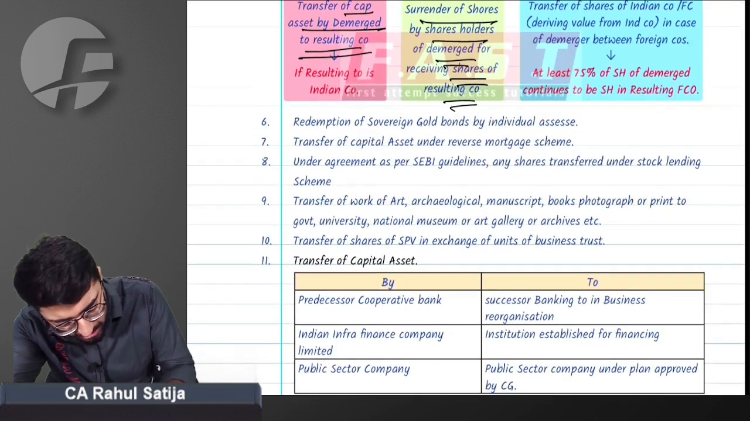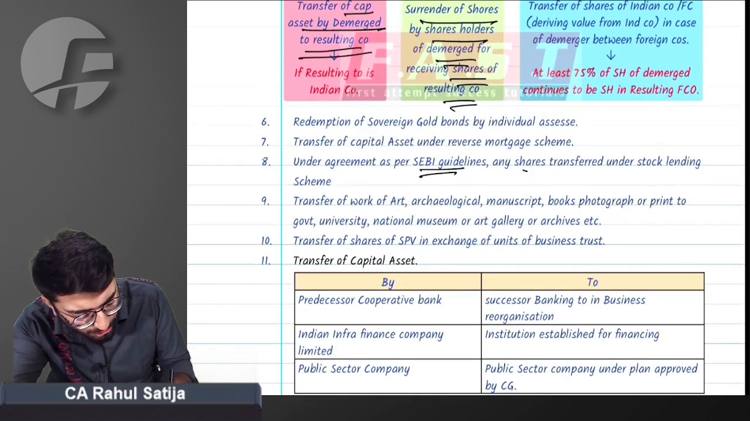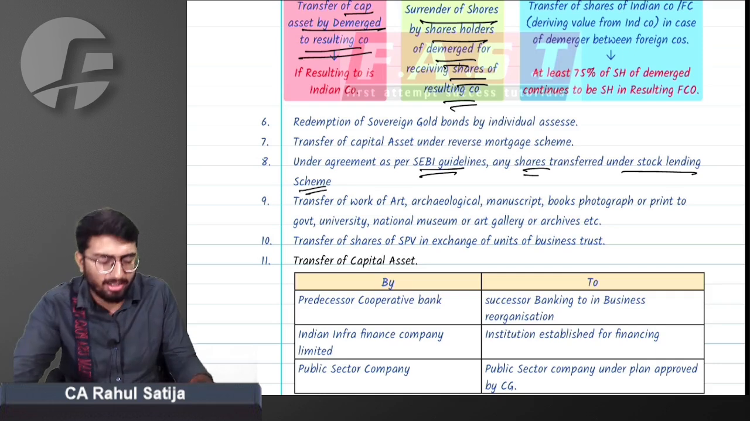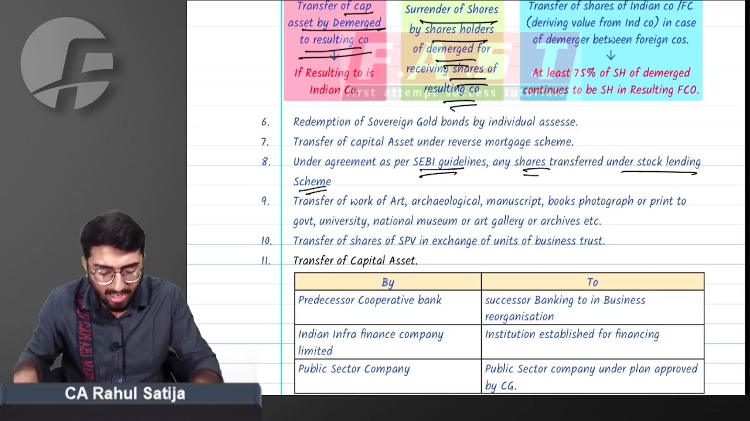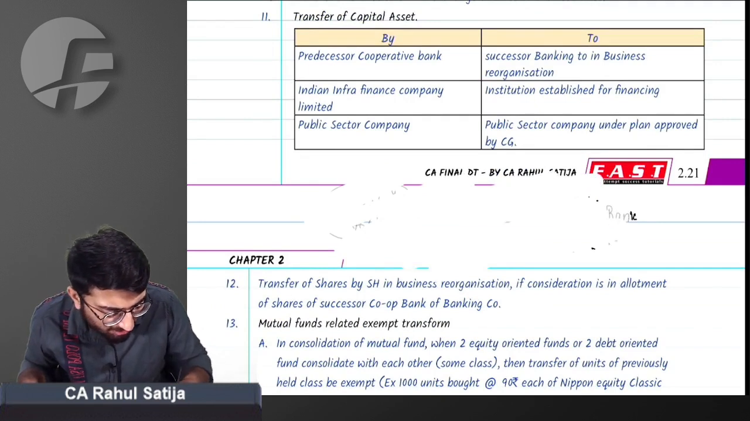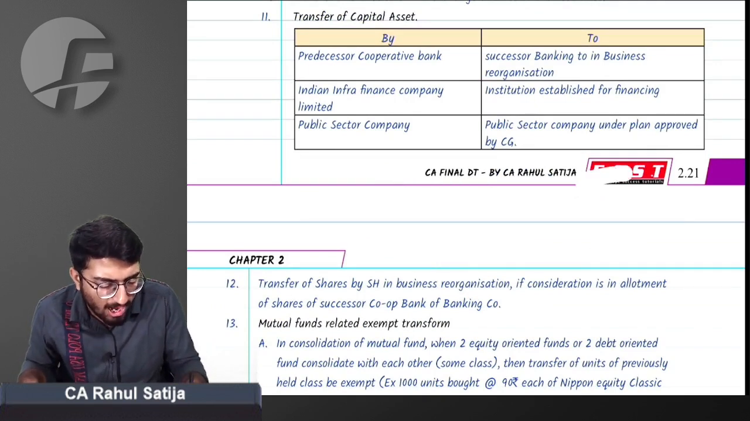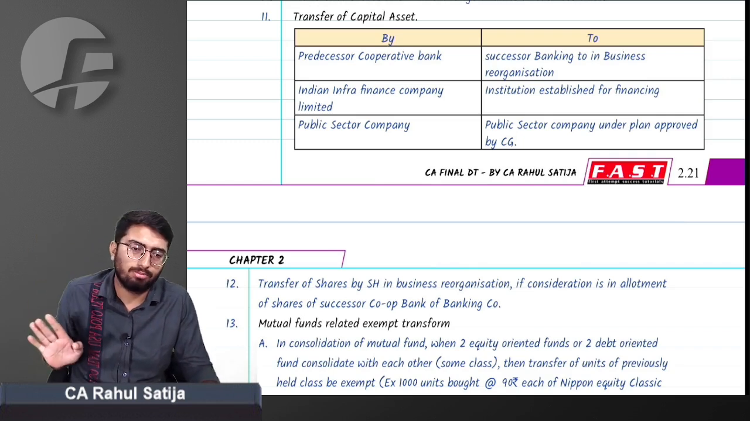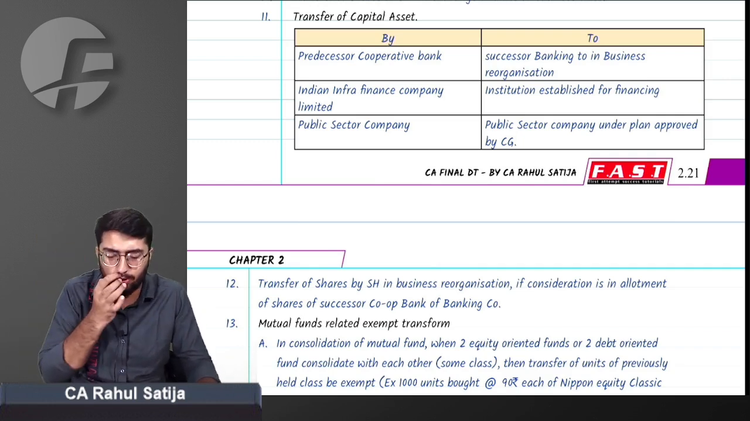Sir, under the agreement of SEBI guidelines, any shares transferred under stock lending scheme will be exempt. What does that mean, sir? For example, I am aware of the fact that market is going to fall tomorrow and Reliance will fall the most. I am aware of this fact that Reliance will fall the most.